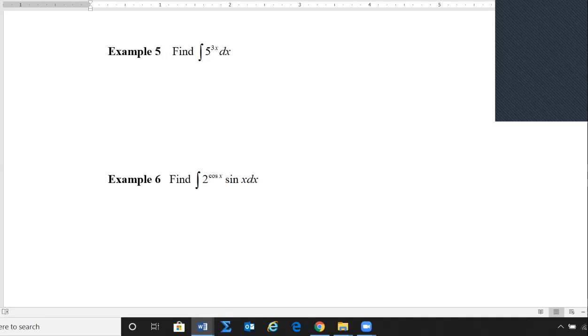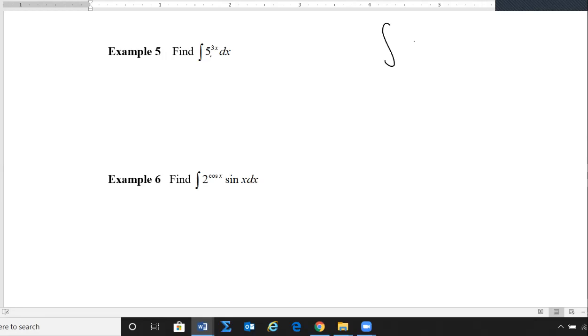Now here you just have to think in reverse. If you were going to integrate, let's say, a to the x, you really couldn't go back to a to the x unless you had natural log of a times a to the x. If you had that form, then your answer would just be a to the x plus a constant.